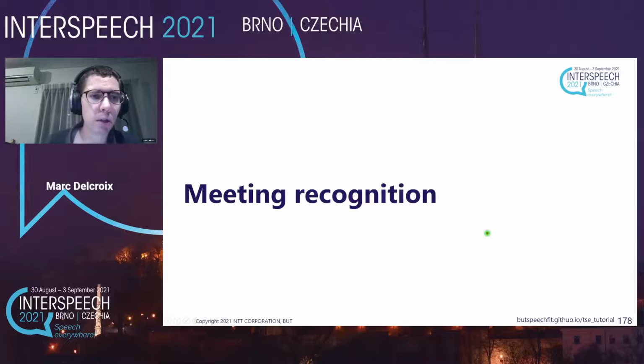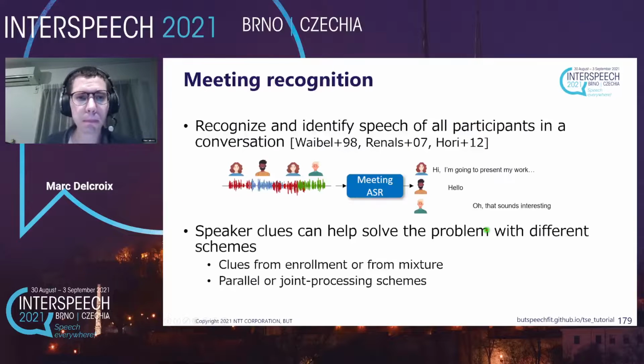Finally, I want to mention the meeting recognition part. Again, meeting recognition means that we want to recognize and identify the speech of all participants in a conversation. And we'll see that speaker clues can help to solve this problem. There are basically different schemes that can be taken. One option is to use clues from enrollment or derived directly from the mixture. Another option is to use parallel or joint processing schemes. I will briefly introduce these.